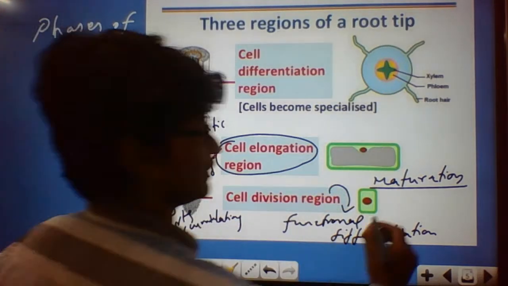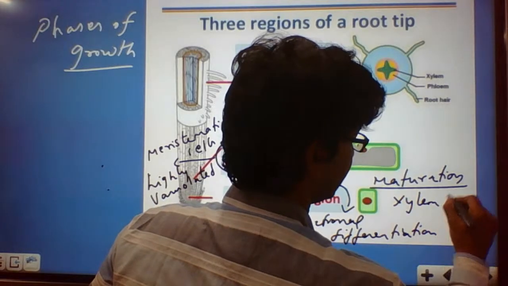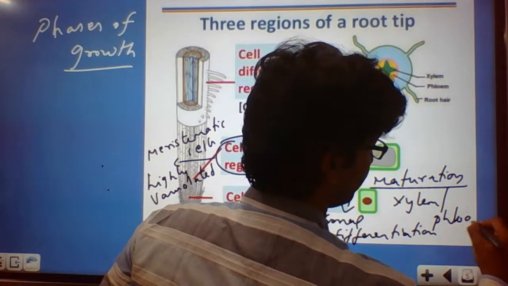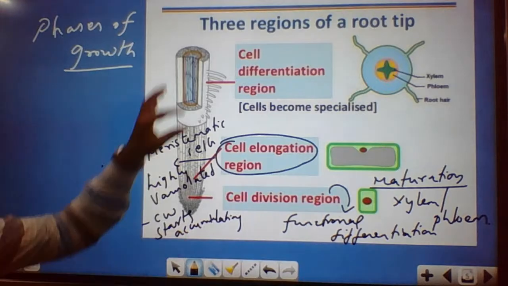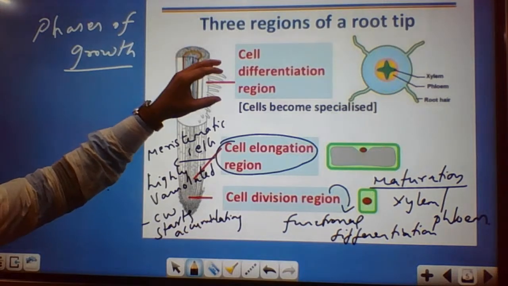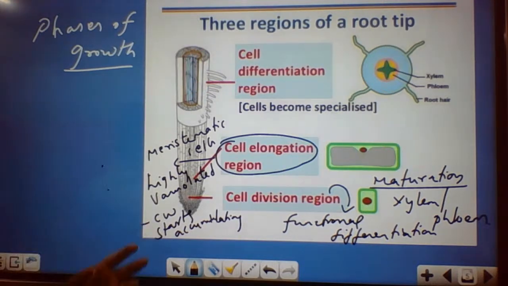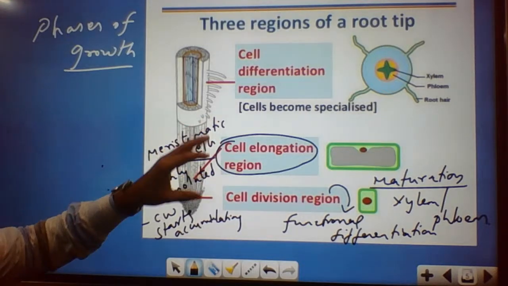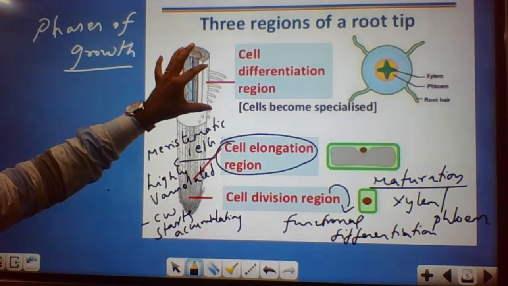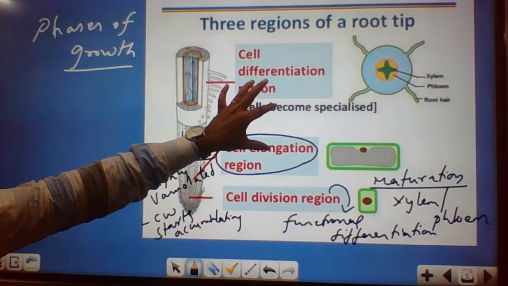For example, in the case of xylem and phloem. Coming to the cell differentiation part, we discussed elongation, we discussed the maturation phase, and cell differentiation. Here the cell will become specialized.